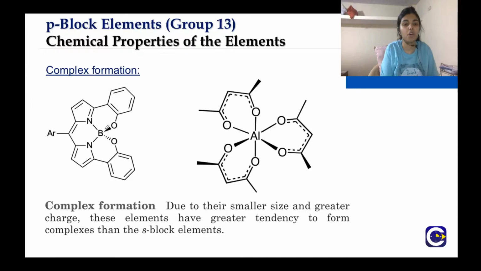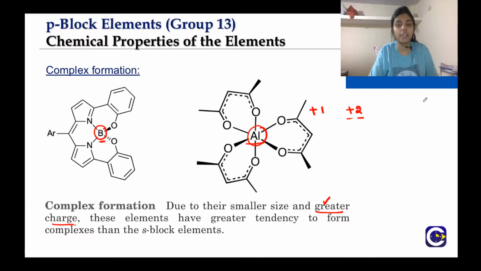Here you can see that boron is forming a complex here, right? Aluminium is forming a complex here. So why are they forming complexes? Because of their small size and greater charge. Now how come greater charge can be explained? If you will take group 1, the oxidation state comes out to be +1. Right? Group 2 has a common oxidation state of +2. But here if you will take group 13, they have a common oxidation state of +3. Right? So charge is also greater. So the interaction between these, oxygen, you can say, because oxygen is binding here with aluminium, or nitrogen and oxygen, is more. Why?